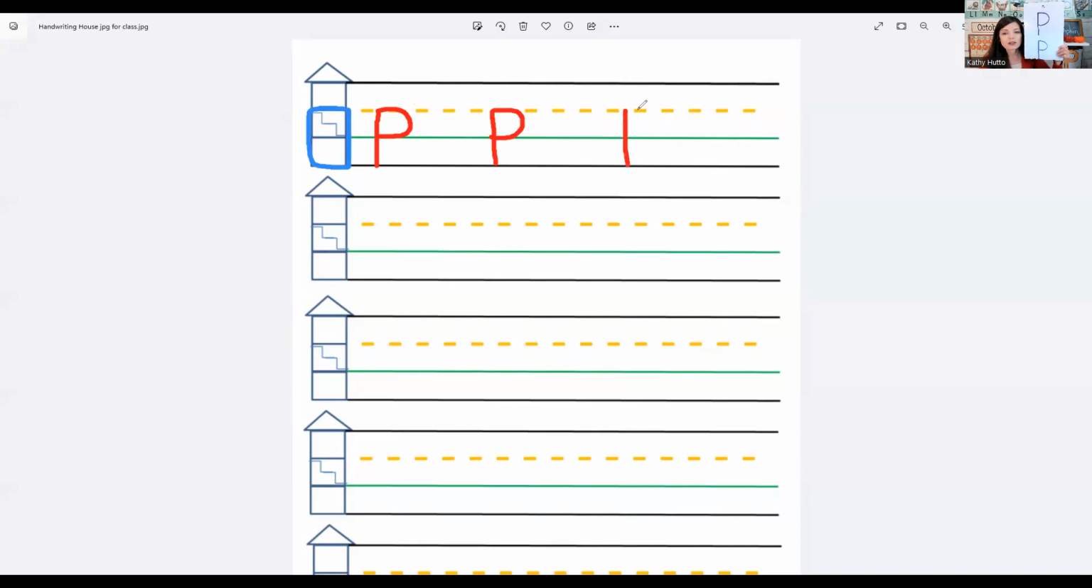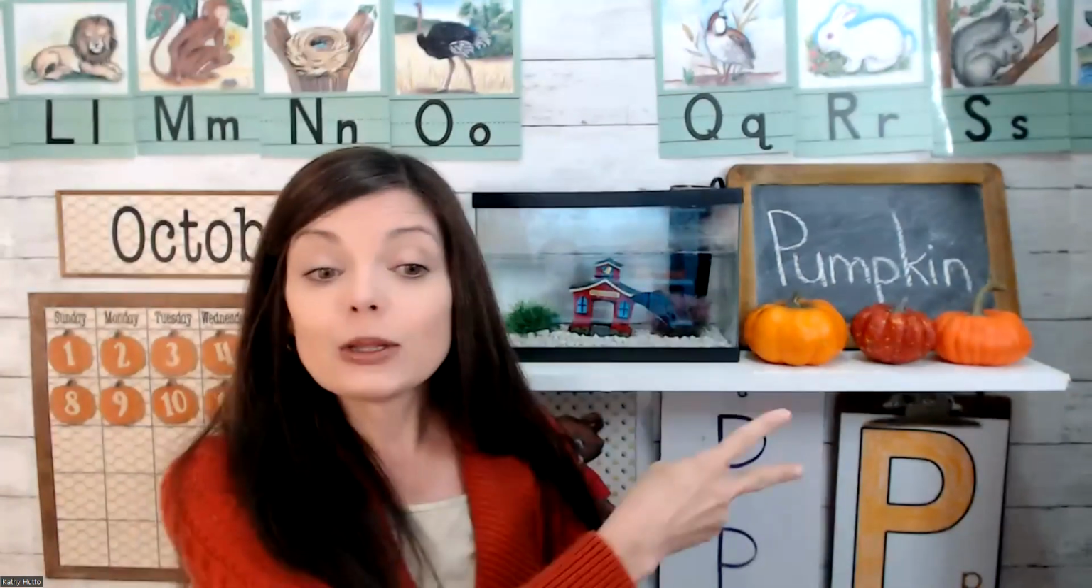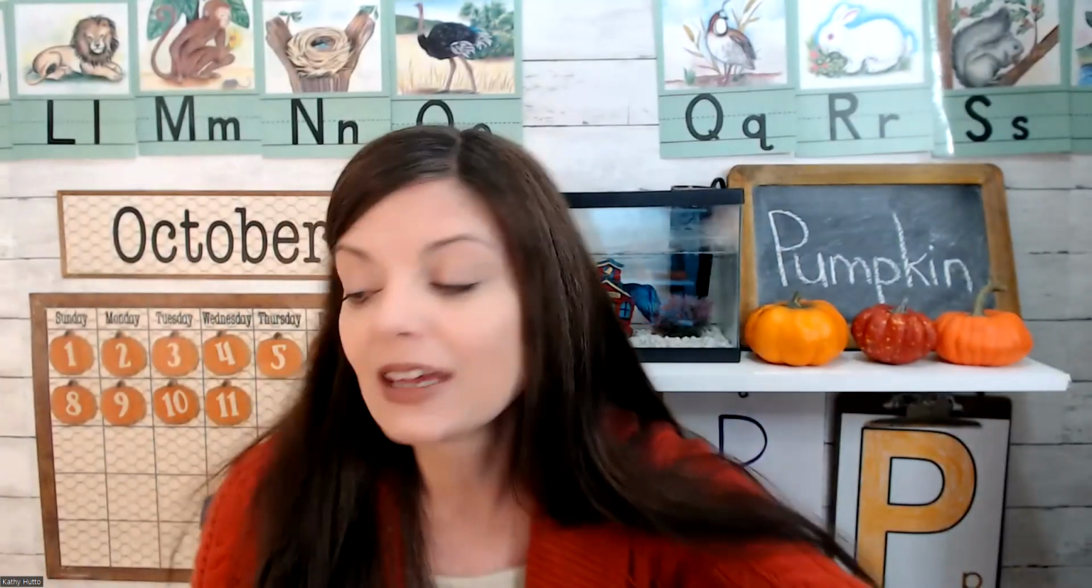Down and curve around. Down and curve around. So that's how you write letter P, and I know you are doing such a great job, so I'm going to cheer for you and give you a sticker for your handwriting paper. It's a purple flower. P is for purple. Well, now we know what P looks like. We can recognize it. We can write it.